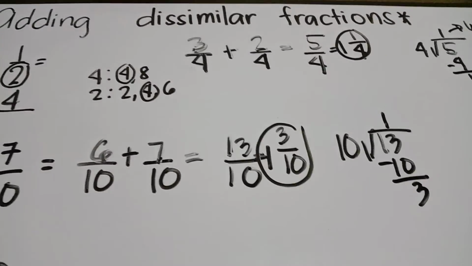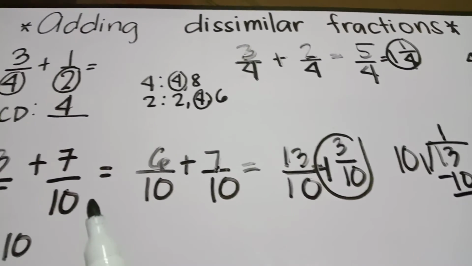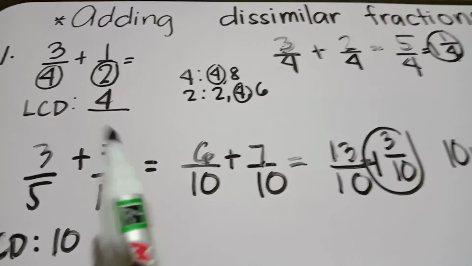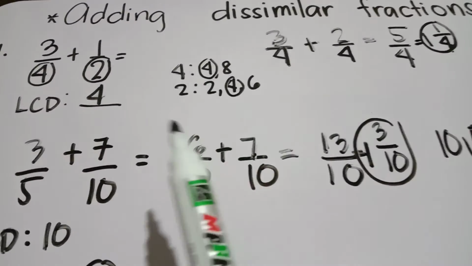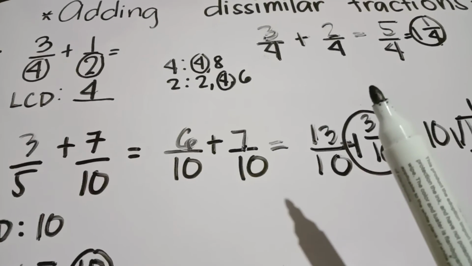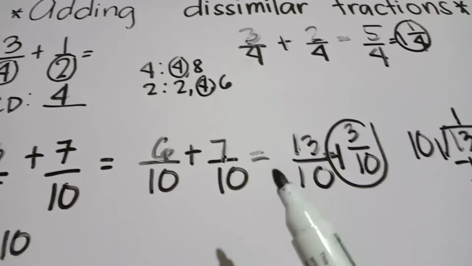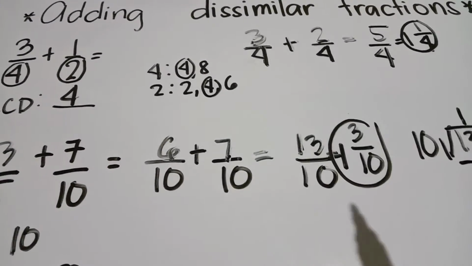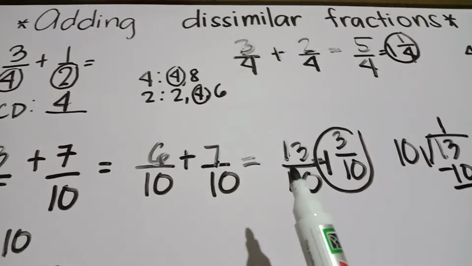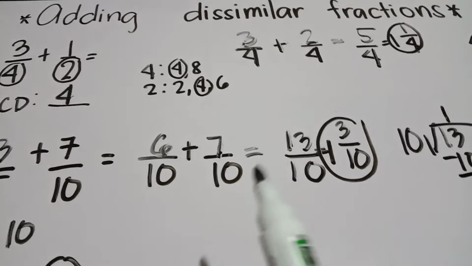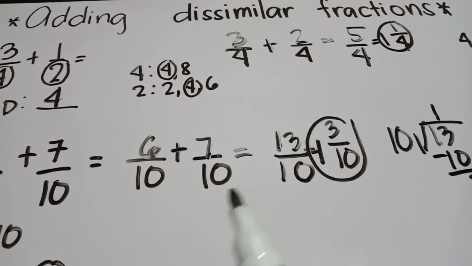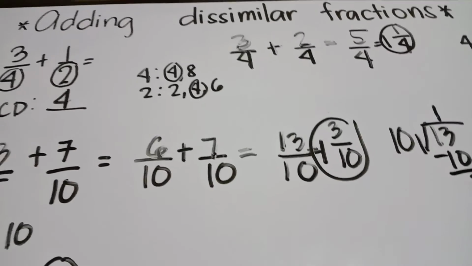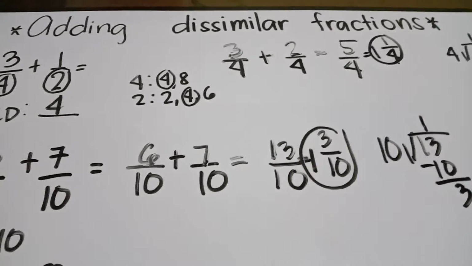Okay, again, in adding dissimilar fractions, kailangan muna nating gawing similar fractions yung dissimilar fractions by finding the LCD. Okay, yun po ang dapat tandaan. Okay. Then, pag naging similar fractions na, balik tayo doon sa rule or steps in adding similar fractions, which is add the numerators and copy the denominators. Okay? Klaro po yun?